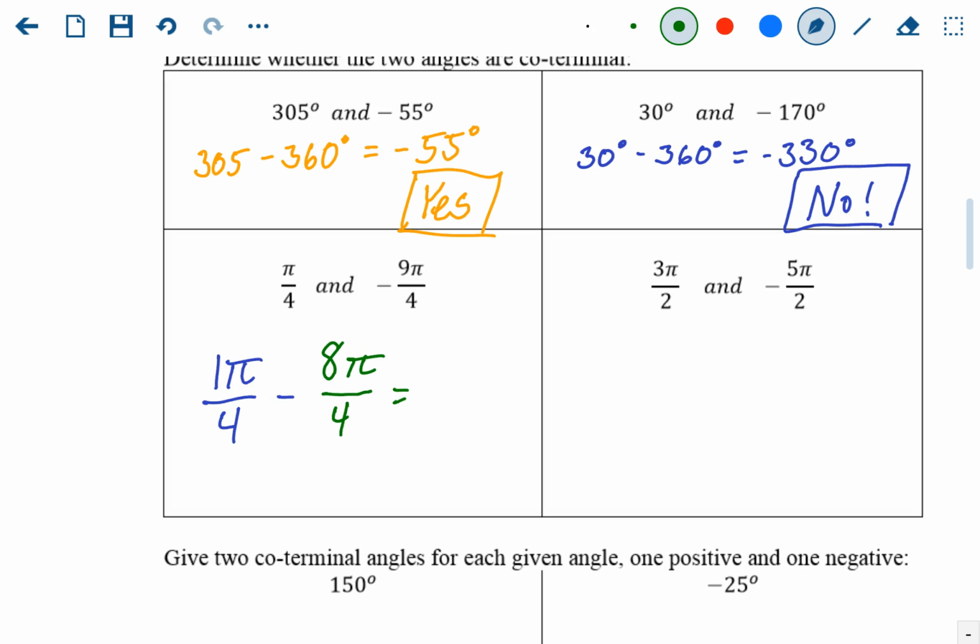Remember, when adding and subtracting fractions, you only deal with the top numbers. You do 1 pi minus 8 pi, which is negative 7 pi. The denominator doesn't change. It's over 4. Alright, well these are not the same, so these are not coterminal.